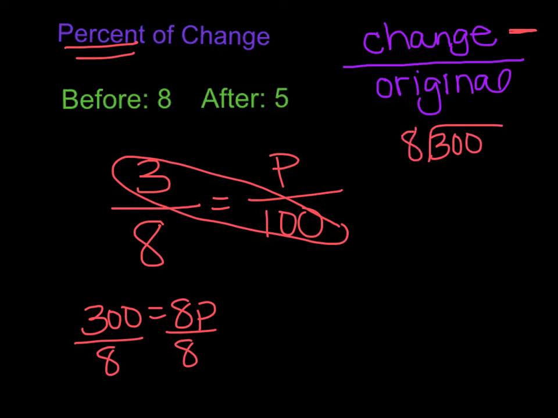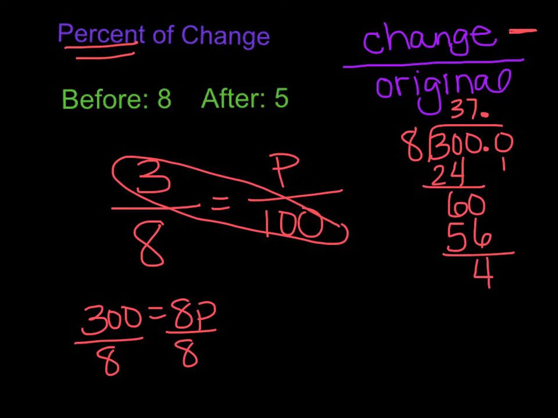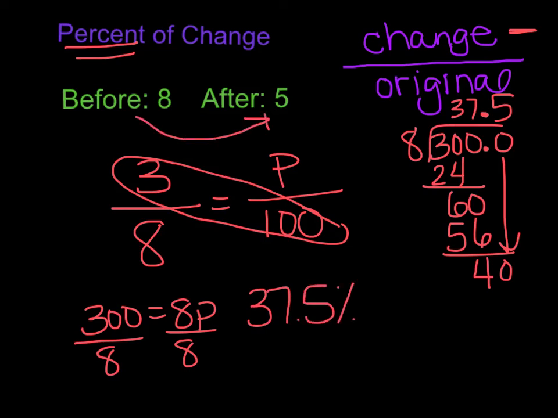300 divided by 8, 8 goes into 30 3 times, that's 24, subtract and get 6. Bring down my 0. 8 goes into 60 7 times. I'm running out of zeros, so I need to add a decimal and another 0. Again, that doesn't change anything. Bring my decimal straight up. Now I can subtract and bring down this extra 0, and 8 goes into 40 5 times. So my percent, remember this is looking for percent of change, my percent of change is 37.5%. And look, it's going down, so it's a 37.5% decrease.